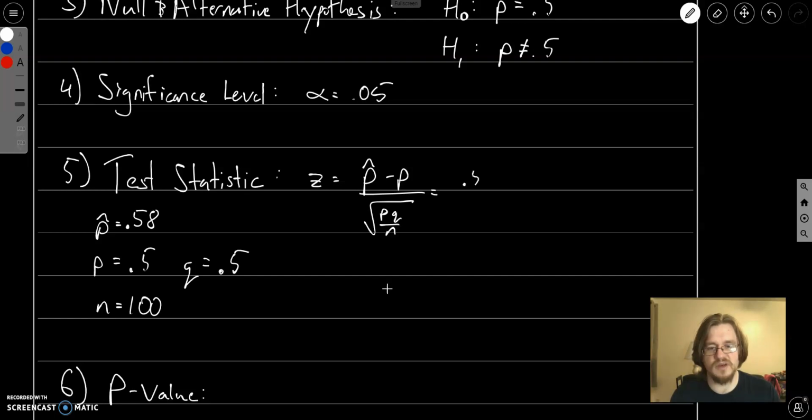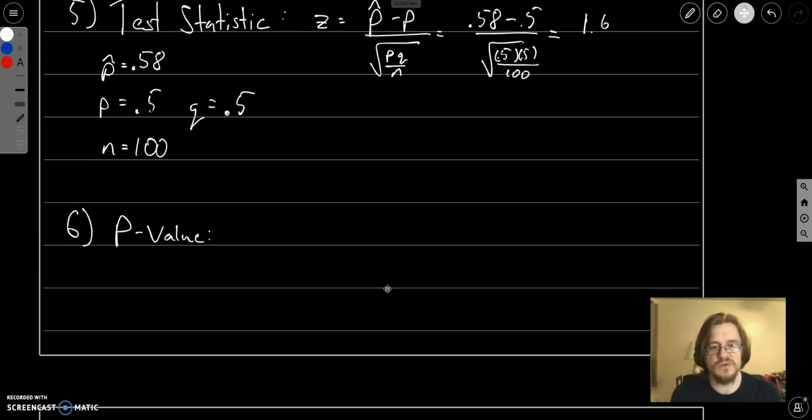So this is going to be 0.58 minus 0.5 divided by the square root of 0.5 times 0.5 divided by 100. Plug this into a calculator, and we get 1.6. Cool.